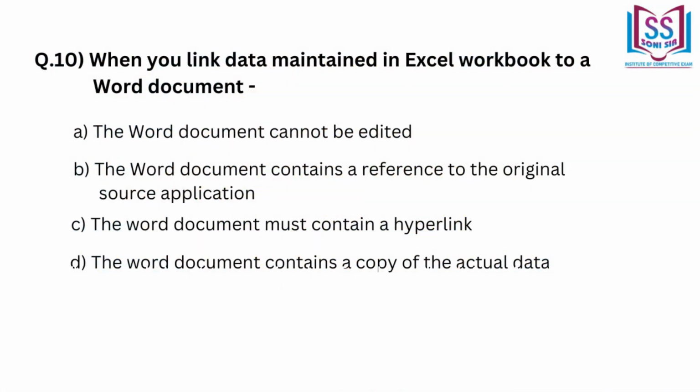When you link data maintained in an Excel workbook to a Word document, A. The Word document cannot be edited, B. The Word document contains a reference to the original source application, C. The Word document must contain a hyperlink, D. The Word document contains a copy of the actual data. Correct answer B. The Word document contains a reference to the original source application.